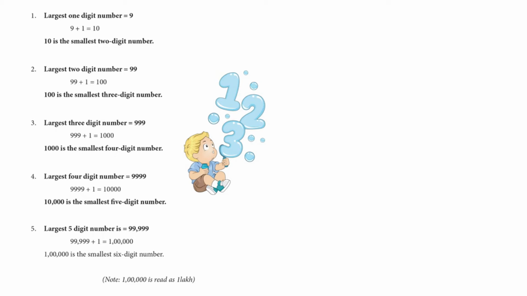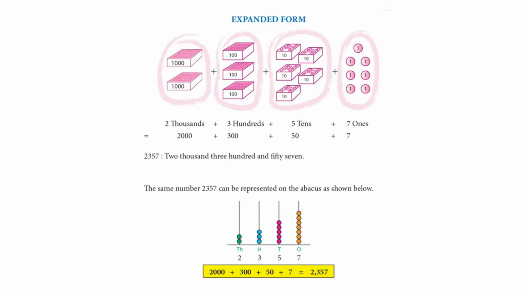The smallest 6 digit number is 100,000, and we call it 100,000 or 1 lakh. Okay, 100,000 or 1 lakh. Now, expanded form. Please take a look at page number 57 on your screen.